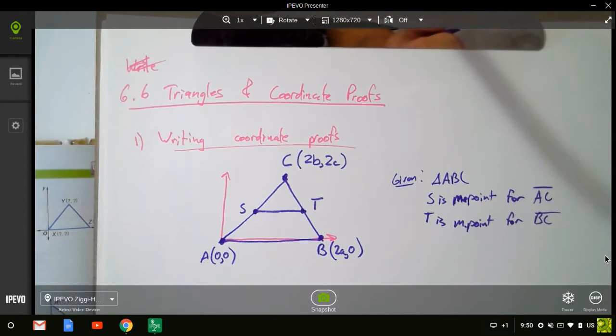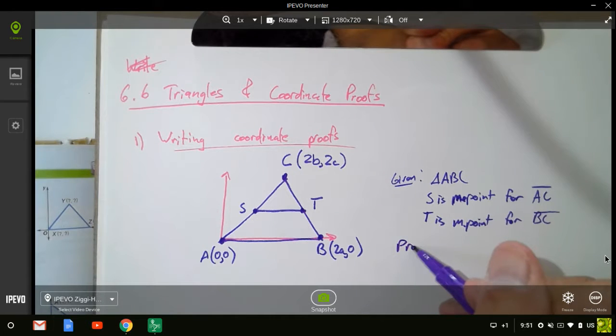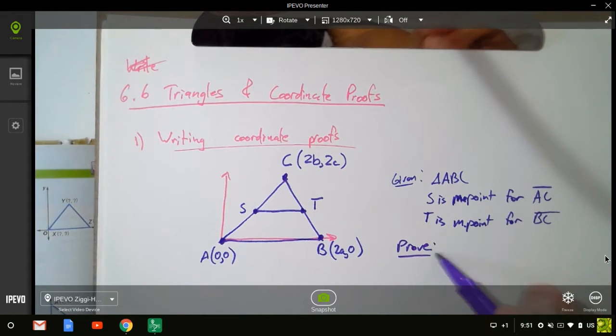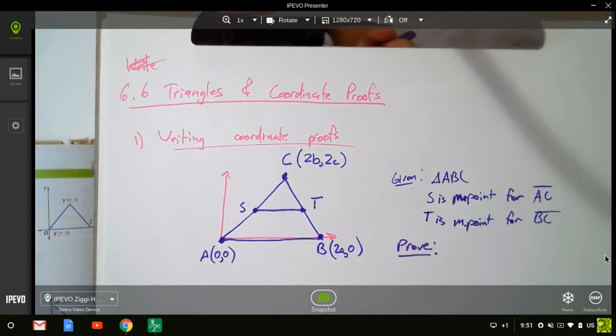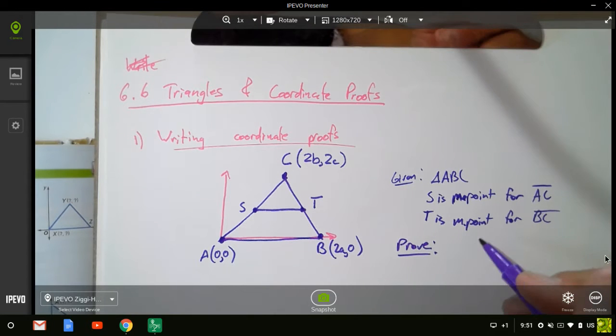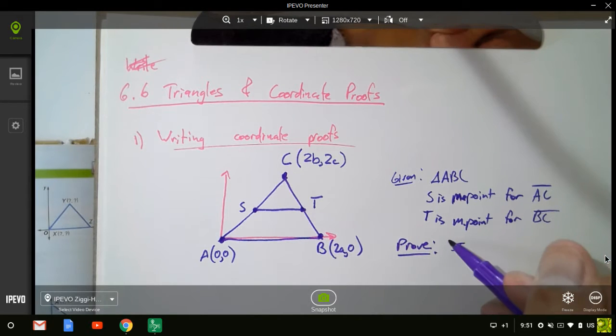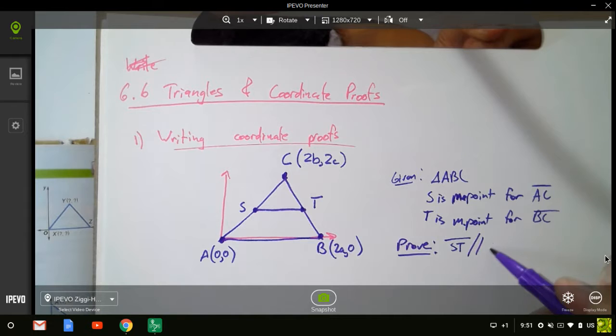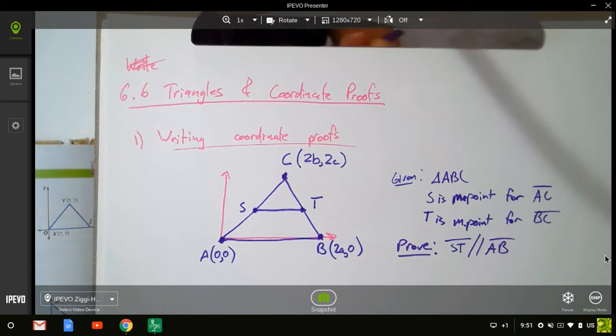That's given. You want to see what you want to prove? You guys excited about this? I think you guys are going to love this. You are going to have to prove that ST is parallel with AB. I'll give you a hint. You don't have to do anything with angles. No SSS, no SAS, none of that stuff.